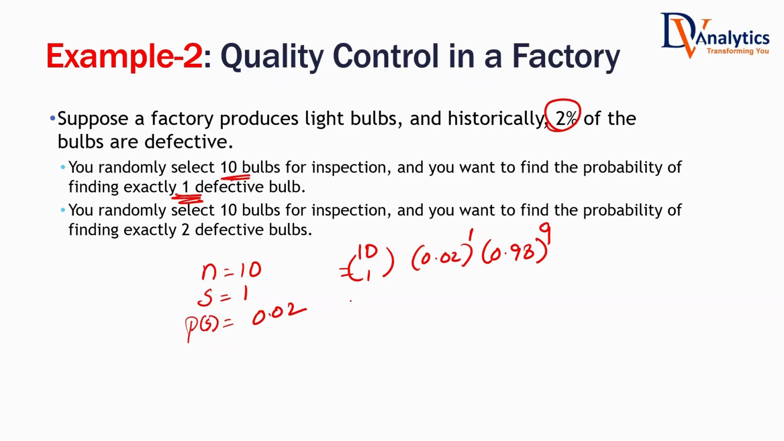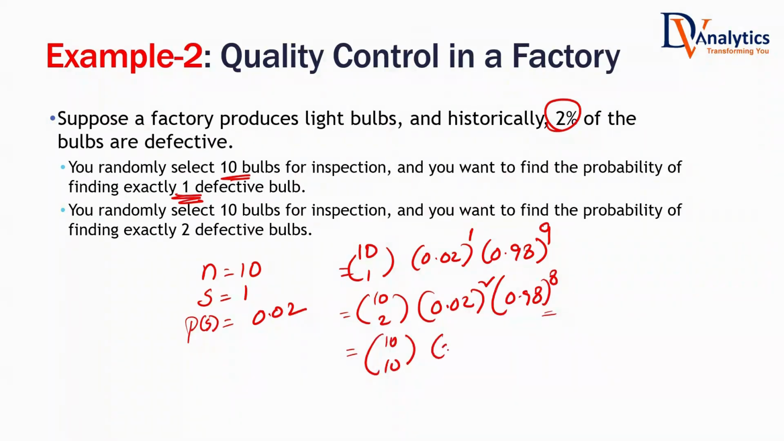Is there a probability of getting two defective bulbs? If I want to know that, then what is the formula? 10 choose 2, 0.02 to the power 2, 0.98 to the power 8, which is the probability formula. Is there a probability of getting 10 out of 10 defective? Possibility is there, but very rare. 10C10, 0.02 to the power 10, 0.98 to the power 10 minus 10, which is 0.02 to the power 10 itself.